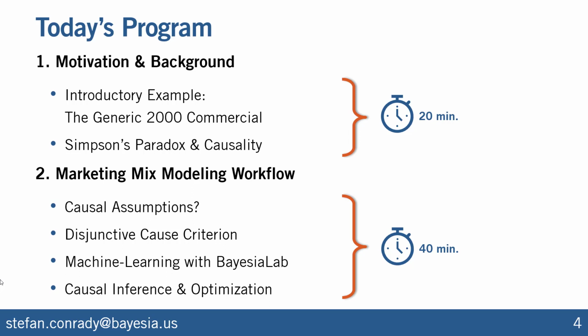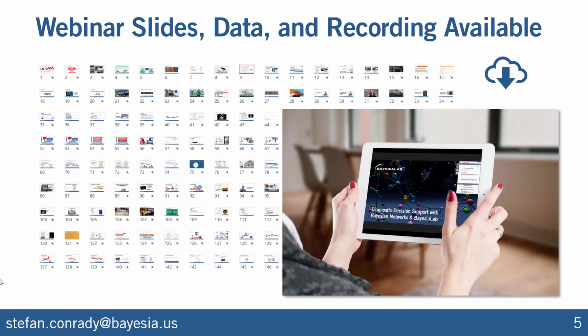So here, a major new finding comes in the form of the disjunctive cause criterion. We will see how we can use that in conjunction with machine learning with BayesiaLab to build a model that ultimately allows us causal inference and optimization. That is the ultimate objective of this afternoon, and the second part should take approximately 40 minutes.